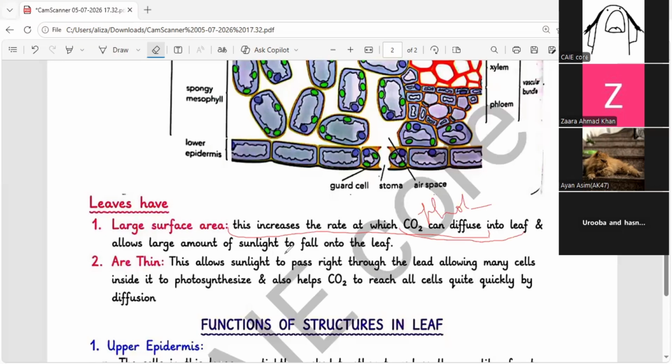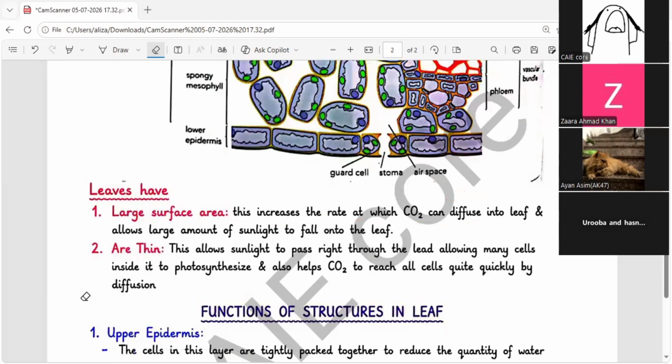Now, the second characteristic of a leaf is that it is very thin. Okay, if you have ever tried touching a leaf in real life, you will notice that it's very thin, and a little pull and it breaks apart. Okay, why is that so? Why is the leaf so thin? The reason is that it allows sunlight to pass through the leaf. This is F over here. It allows the sunlight to pass right through the leaf.